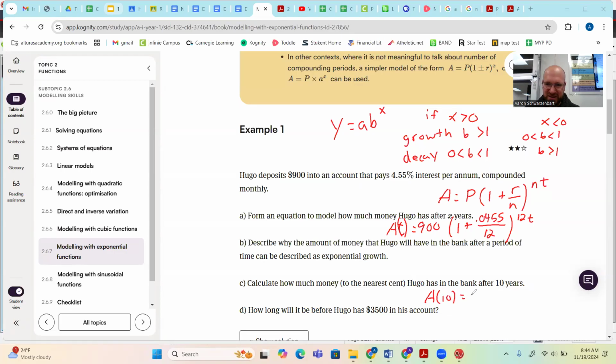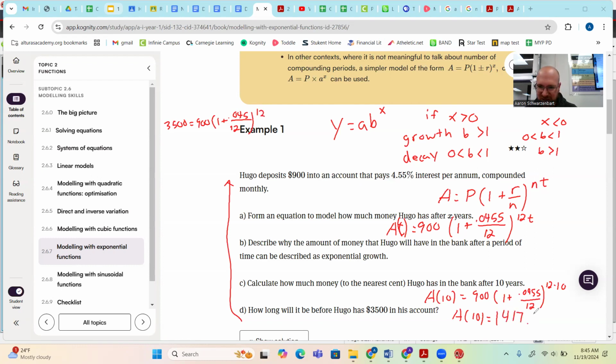A of 10 equals 900 times 1 plus 0.0455 over 12 to the 12 times 10. And Izzy's getting the answer for me here, hopefully. 1,417.74. And it does say to the nearest cent, so we do need to not go past a cent ever.